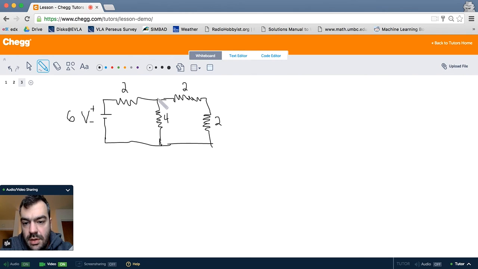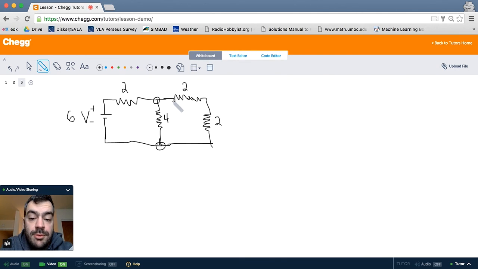So note that at this node there must be some voltage, and also at this node there must be some voltage, which means that the voltage drops across the 4 ohm resistor and the pair of 2 ohm resistors must be the same. So that means that the 4 ohm resistor is in parallel with the set of two 2 ohm resistors.